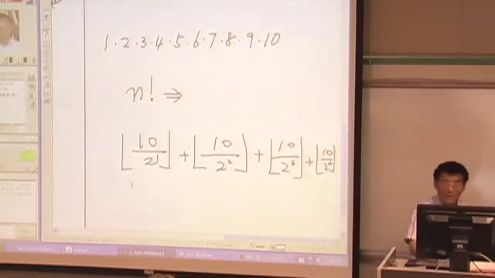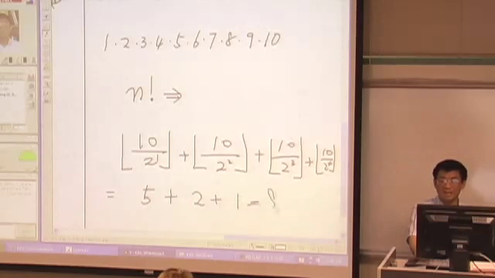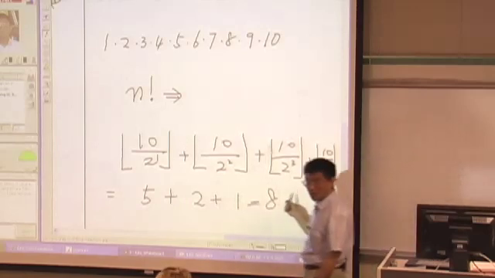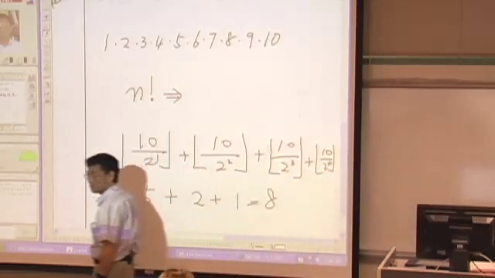Then what is it? What is the floor of 10 over 2? 5. What is the floor of 10 over 4? 2. What is the floor of 10 over 8? 1. Then the sum is 8. You got this 8 by counting it. I got 8 by systematic approach.